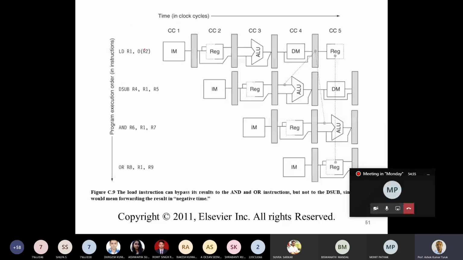Load reads from the memory locations. So the result of this memory operation is available at the end of clock cycle 4. In clock cycle 4, it reads. So at the end of clock cycle 4, it's available.